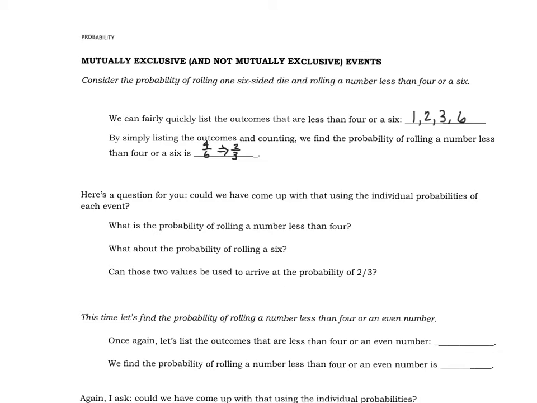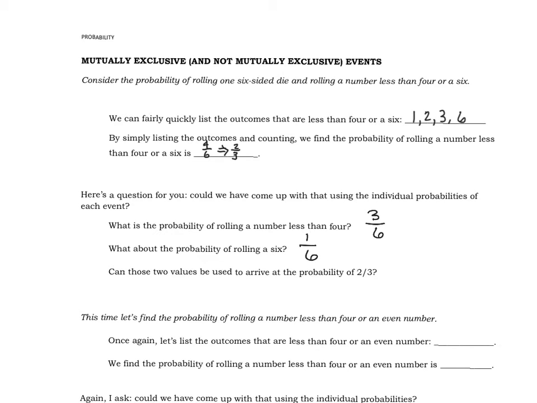Do you think that we could come up with this 4/6, or 2/3, using the individual probabilities of each event? Well, in this case, the probability of rolling a number less than 4 is 3 out of 6 because you have the 1, 2, and 3. And we're not going to reduce this quite yet. I think you'll see why. What about the probability of rolling a 6? Well, there's only one 6 on the die out of the total 6 outcomes.